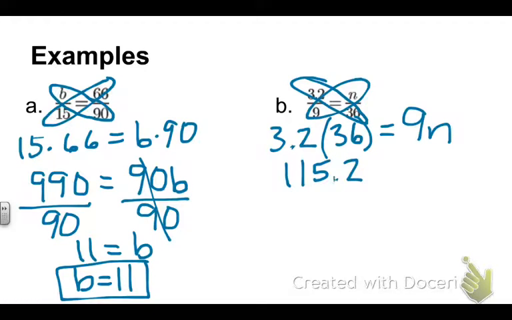Sorry, oops, hold on, there we go. I can't really make a dot. Is equal to 9n. Same thing, I'm going to solve for n.